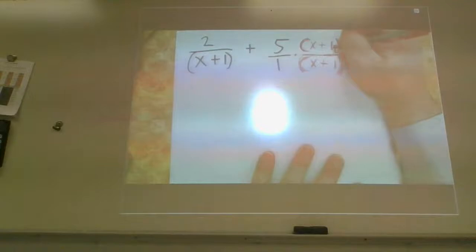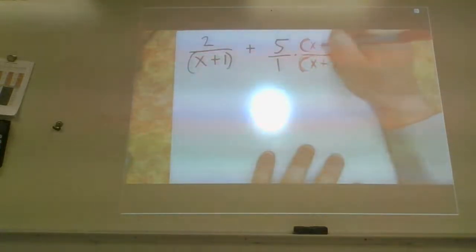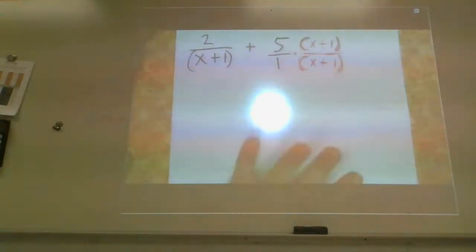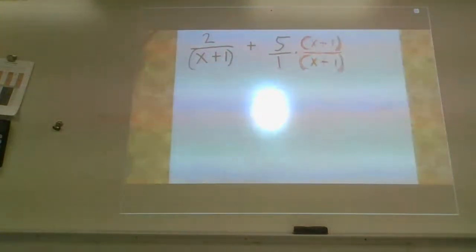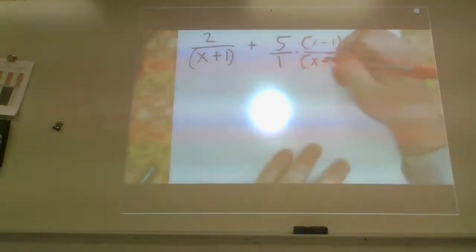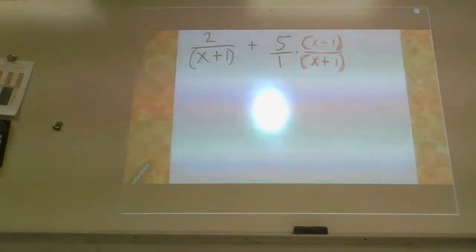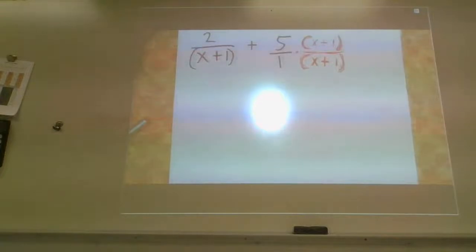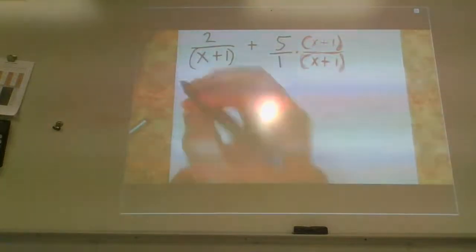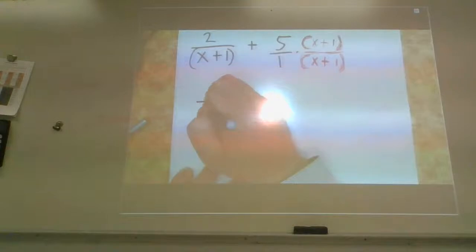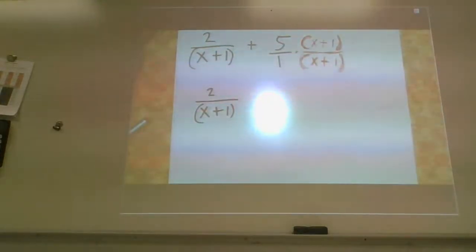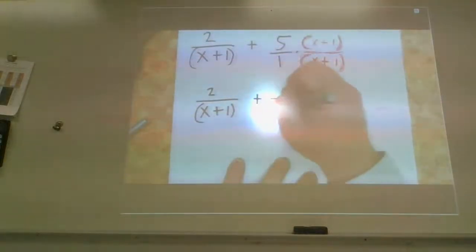Now, technically, x plus 1 over x plus 1 would cancel each other out, but I'm forcing it into the problem in order to force a common denominator on that second fraction. Now, mind you, I'm not doing anything to the first fraction. Sometimes you may have to do something to the first fraction. Sometimes. Not all the time. Because now this first fraction has a denominator of x plus 1. I didn't do anything. But now look at this second fraction.